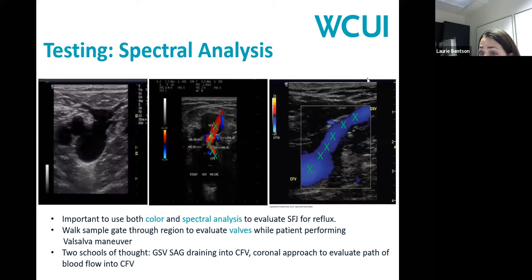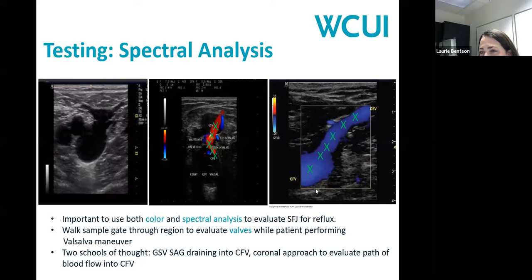There are a couple of valves in this area that are very important to evaluate. We have the terminal valve here, the saphenous vein draining into the common femoral, and then downstream a bit, the pre-terminal valve. So we really want to walk our sample gate through this area as the patients are practicing their Valsalva maneuver. Either you're watching it with color or you're walking it through with your Doppler so that you can really assess that area for venous incompetency.